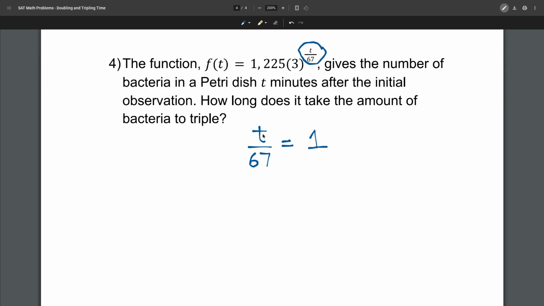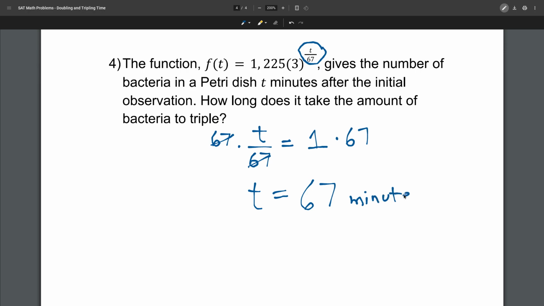And we want to get rid of the division by 67 on t, so we're going to multiply the left-hand side by 67. And we have to do that to the right-hand side. 67 divided by 67 is 1, and 1 times t is just t. And that's going to equal 1 times 67, which is 67. The units here are minutes, but it could be seconds, it could be hours, and so forth. Just pay attention to whatever the units are. So we're going to say 67 minutes.